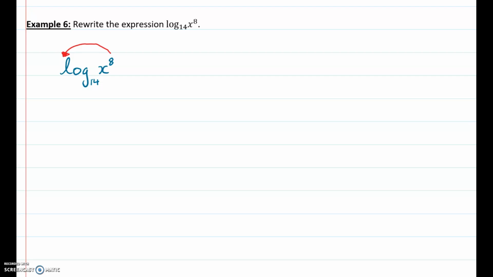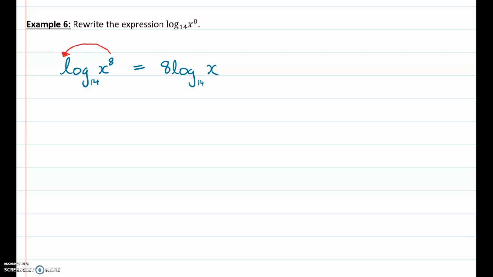And you might ask, well, how do you know which way it should be? Well, you'll be told to rewrite it. If it's given in one way, write it in the other way. Okay, so what we're going to do, we're going to move the 8 out in front, and we just multiply. So we don't need any sign, we're just writing it next to the log. Log x, the power now has gone out in front, so we don't have a power. And then the base here is 14. Okay, so it's 8 times the log of x to the base 14.